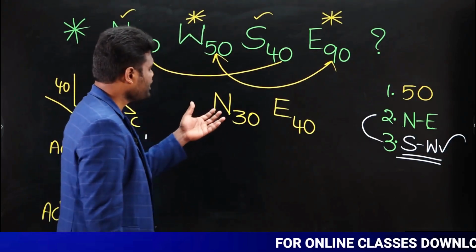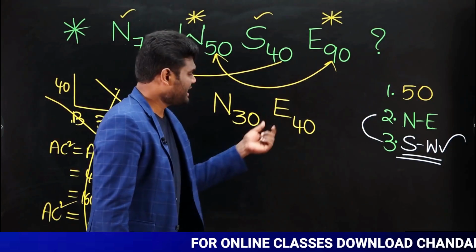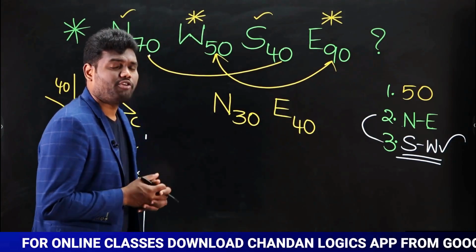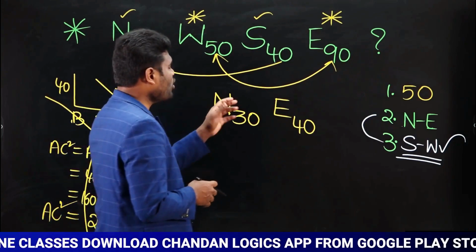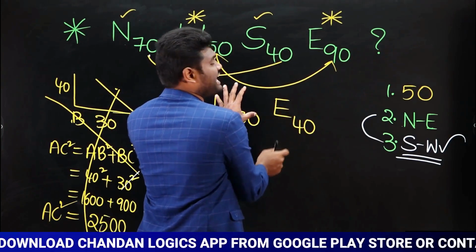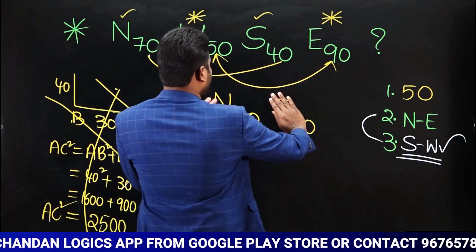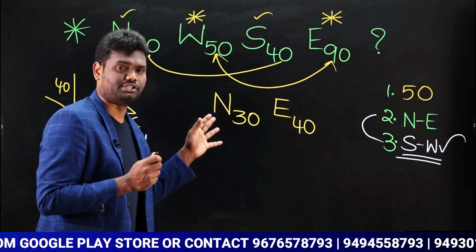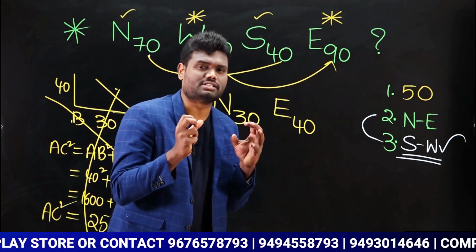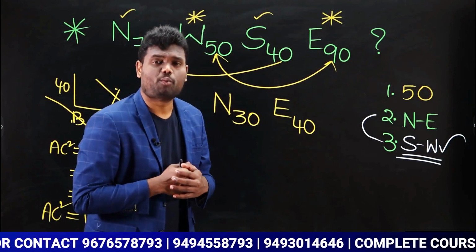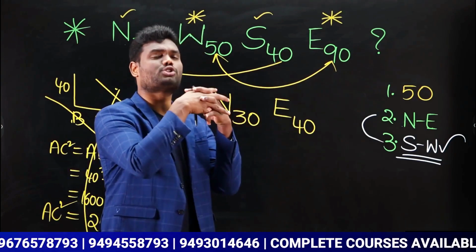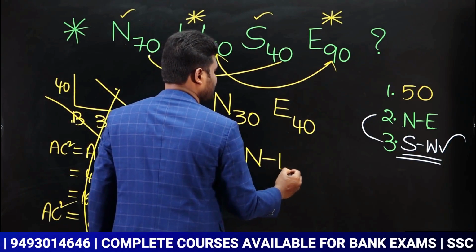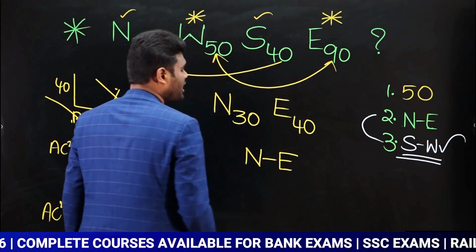Now observe carefully. You have north 30, east 40. If I am having only east 40, I will say the direction as east. If I have only north 30, I will say the direction as north, which is similar to previous questions. But here you are having two directions, one is north, one is east. Then what you have to do is combine both of them and say it as northeast. So the direction is nothing but the northeast direction.